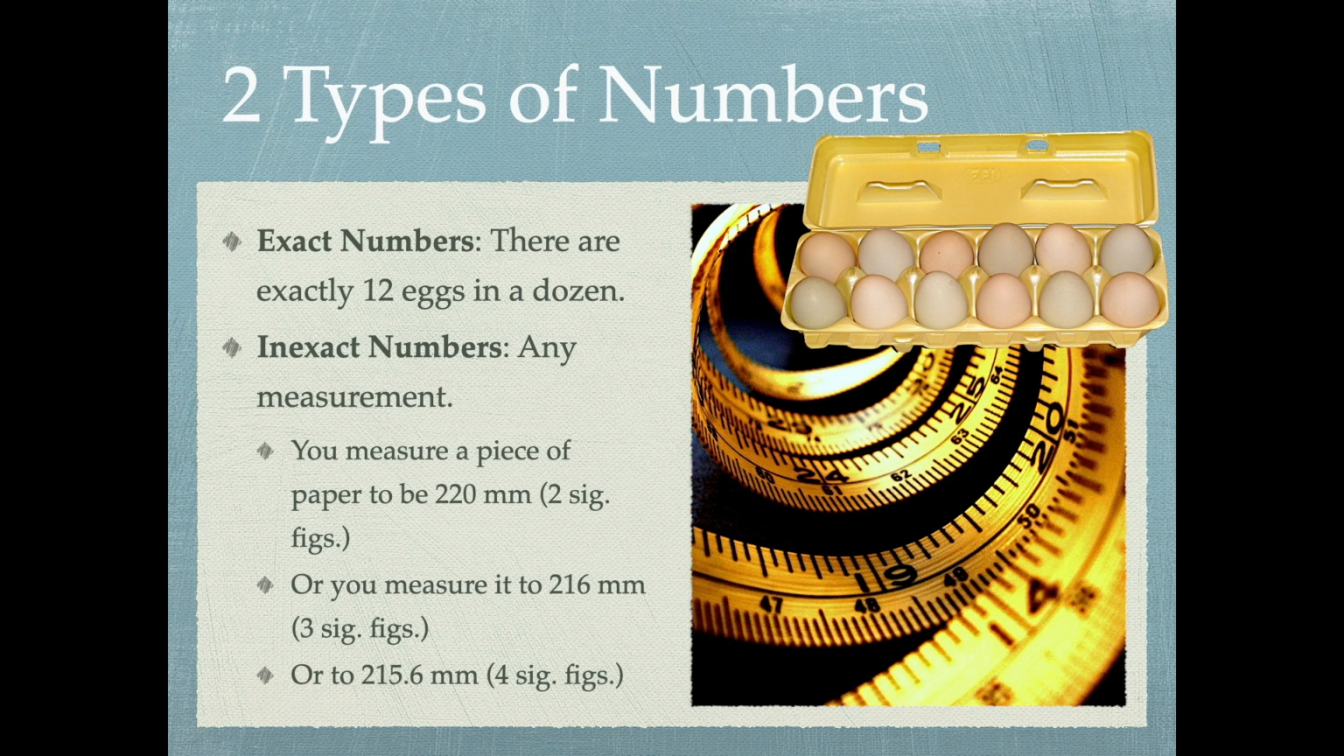The way that's reported, it's showing me that I physically measured out to 216. Okay, that last 6 is the number that I rounded to. Or you might say 215.6 millimeters. That's giving me 4 sig figs. That's saying I could measure out and guess that last tenths place.